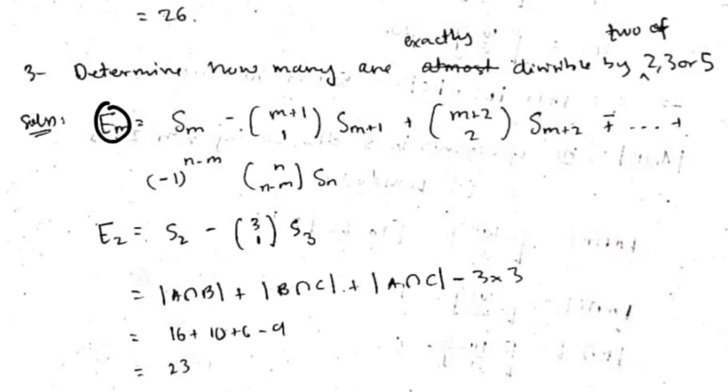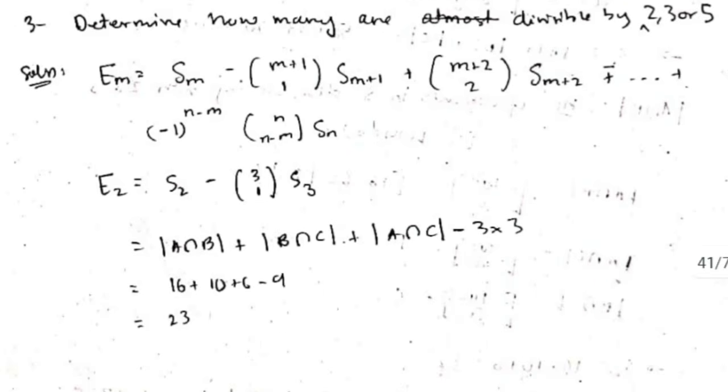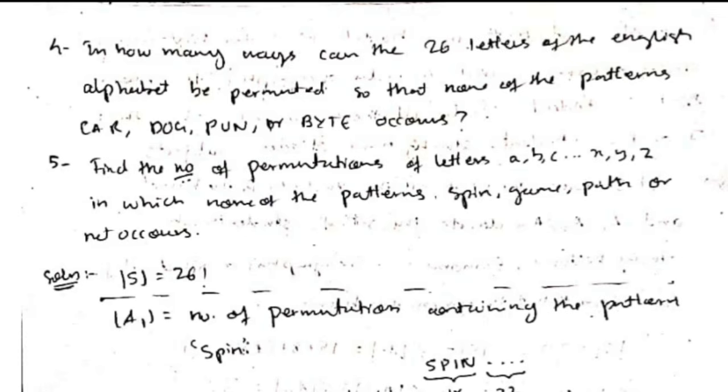In the em formula we have been asked to find out at least 2, right? At least 2 of 2, 3 or 5. So m will be 2, and substituting the values of S2 and S3 to get the final answer here. In this question we have been asked to find out how many of the 26 letters can be arranged so that none of the patterns car, dog, pun or bite occurs.